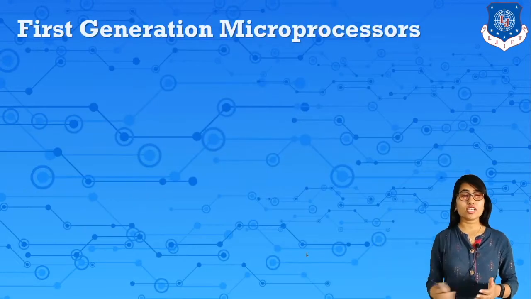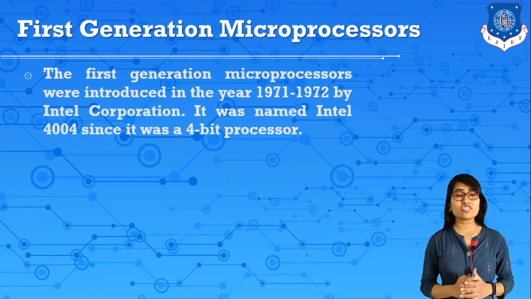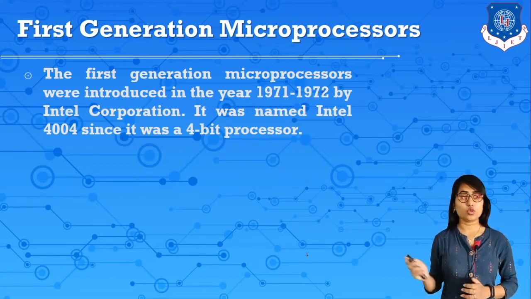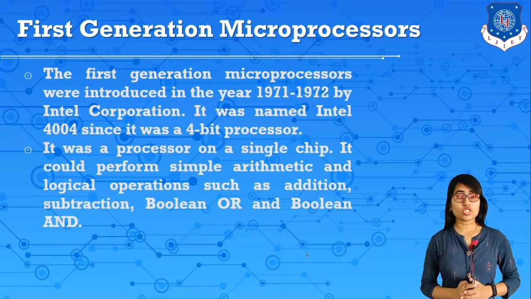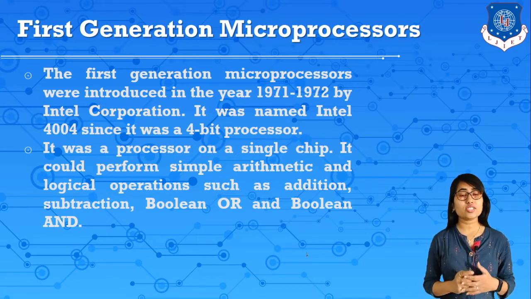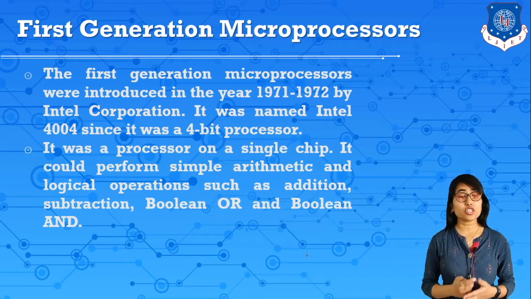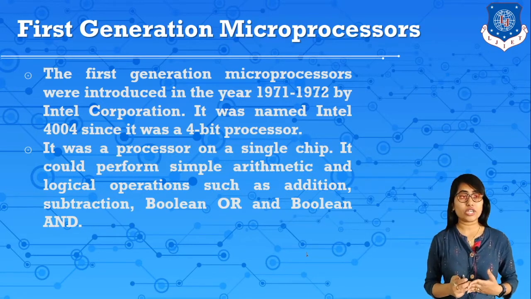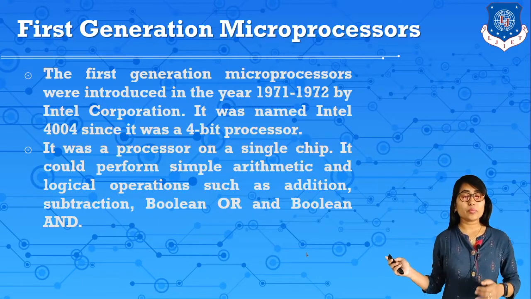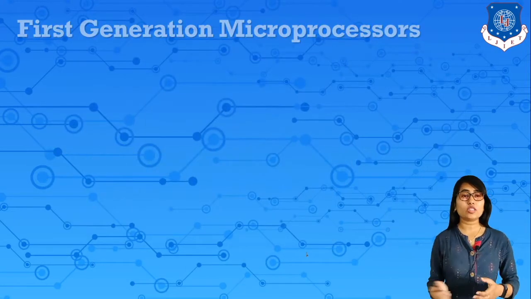Here we have the first generation microprocessor. The first generation microprocessor was introduced in the years 1971 to 1972 by Intel Corporation. It was named Intel 4004 since it was a 4-bit processor. It was a processor on a single chip. It could perform simple arithmetic and logical operations such as addition, subtraction, Boolean OR and Boolean AND operations. So this first generation processor 4004 was basically designed to perform simple arithmetic operations.